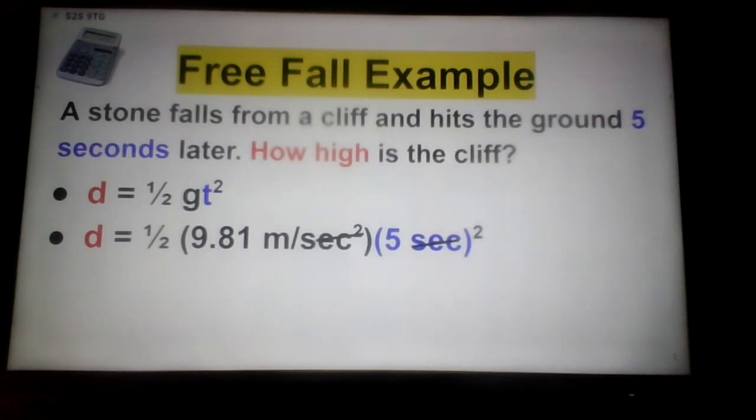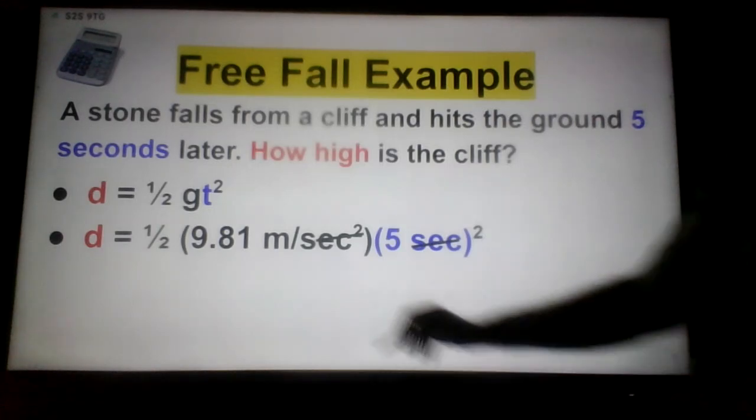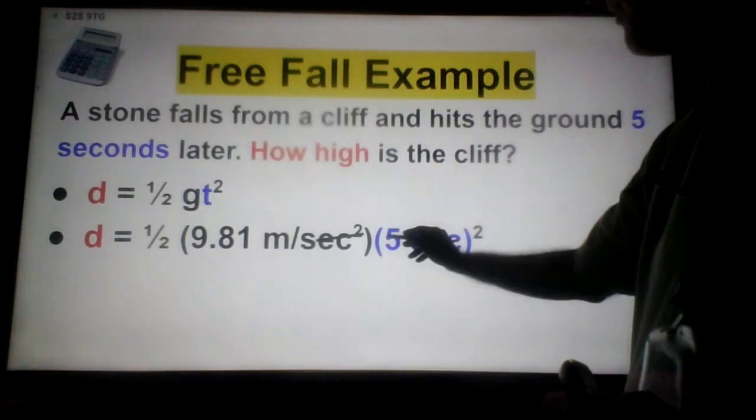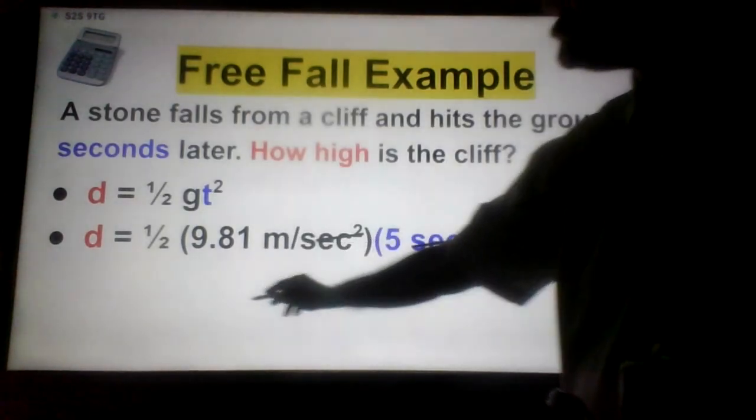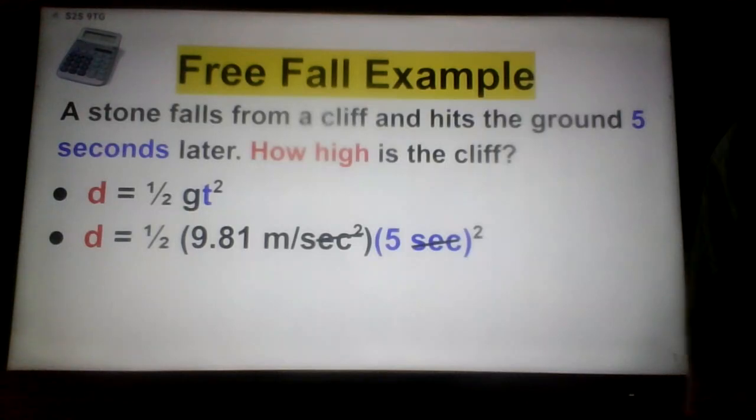Now, before we actually calculate, let's estimate. This number is very close to 10. 5 squared is 25. 25 times 10, that's 250. Half of 250 is 125. This means our answer needs to be pretty close to 125.